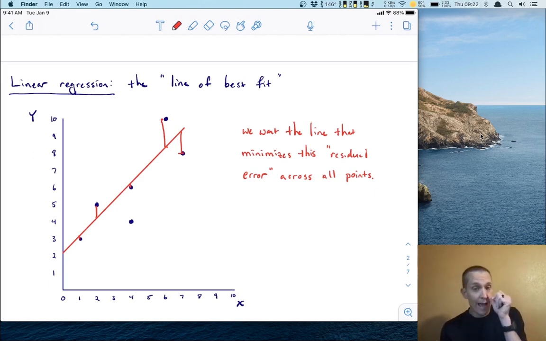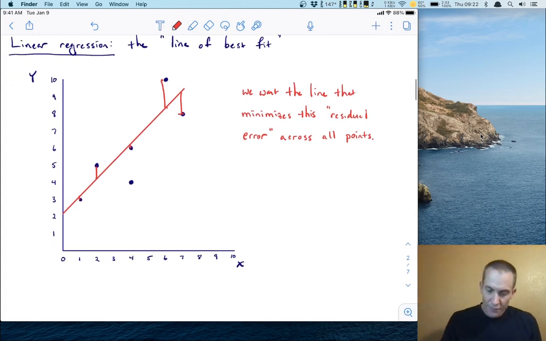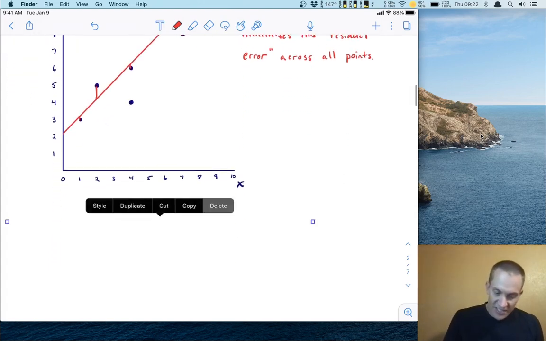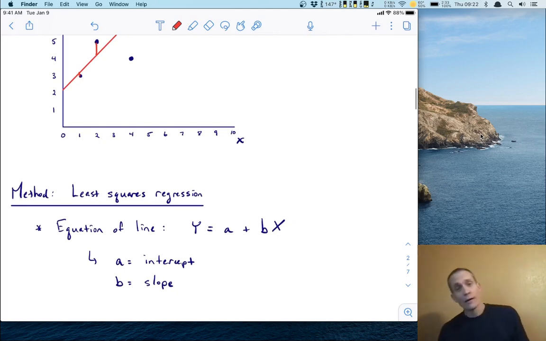Now, how I do that and exactly how I work out the equations that I'm about to show you would require us to know some calculus. It's not too difficult, but it's certainly beyond the scope of what's expected in this course. So what I'm going to do is jump to the result of how one does this linear regression. It's a fairly standard technique called least squares regression.